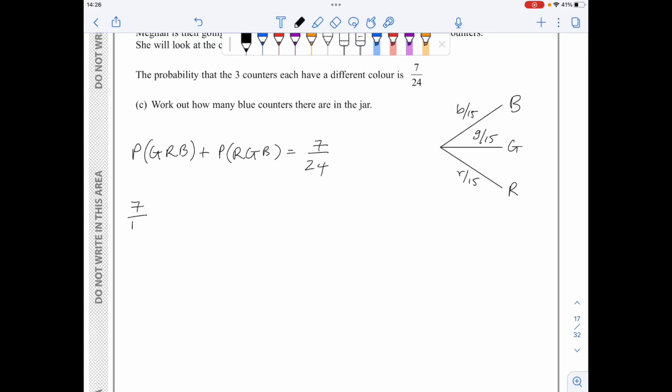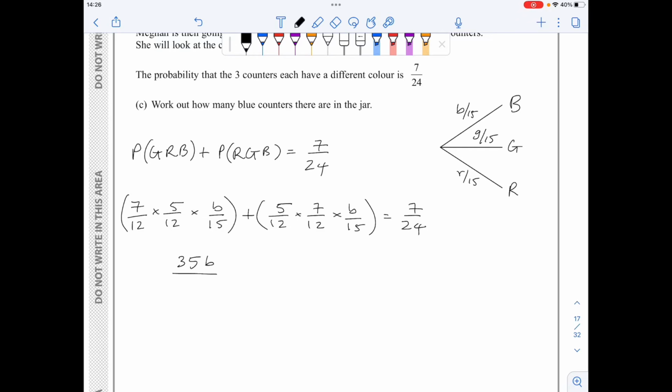So 7 over 12 times 5 over 12 times B over 15 plus 5 over 12 times 7 over 12 times B over 15 is equal to 7 over 24. Now if I simplify the first bracket, that's 35B over 2160. The second bracket is exactly the same, equals to 7 over 24.